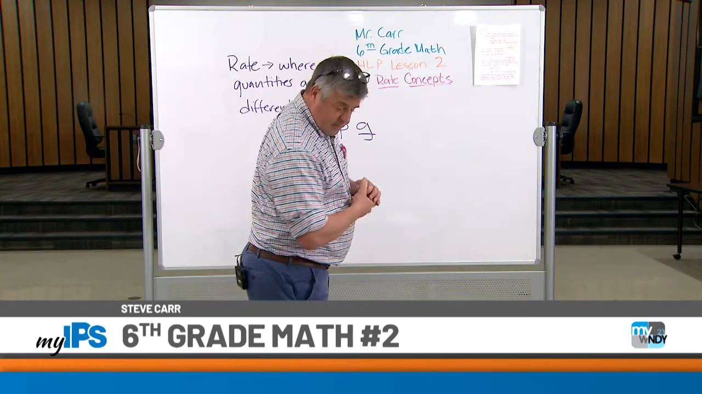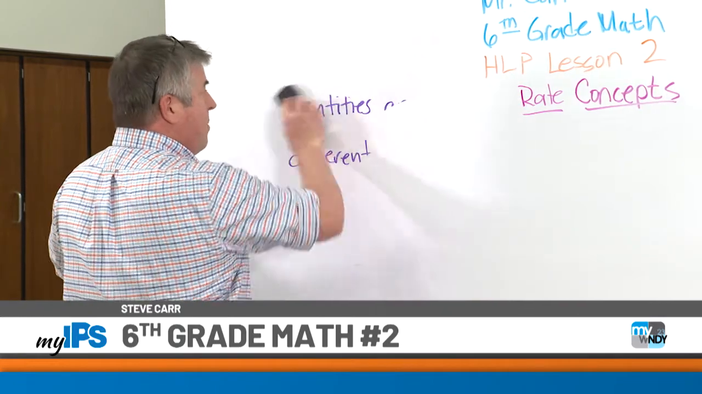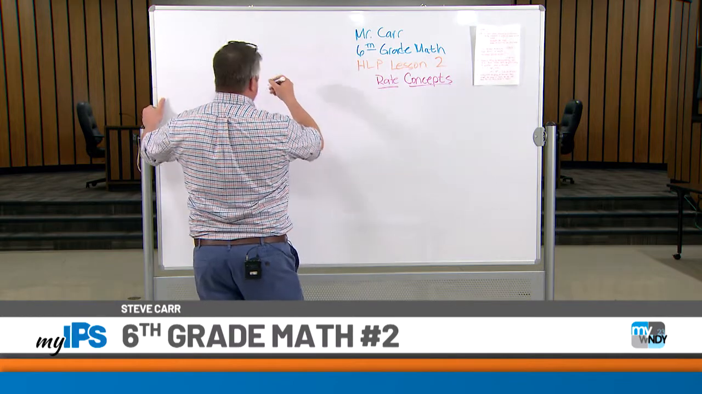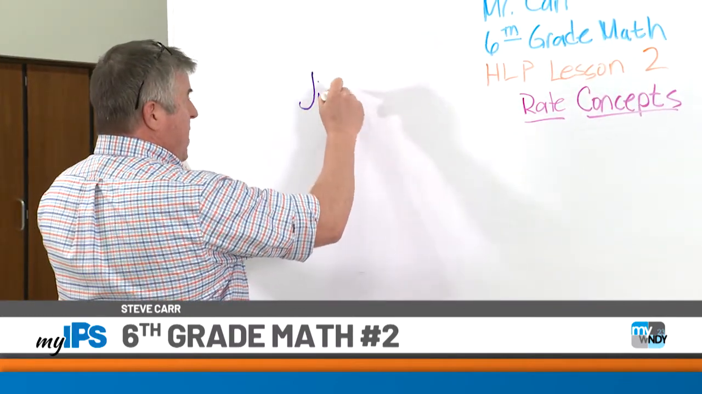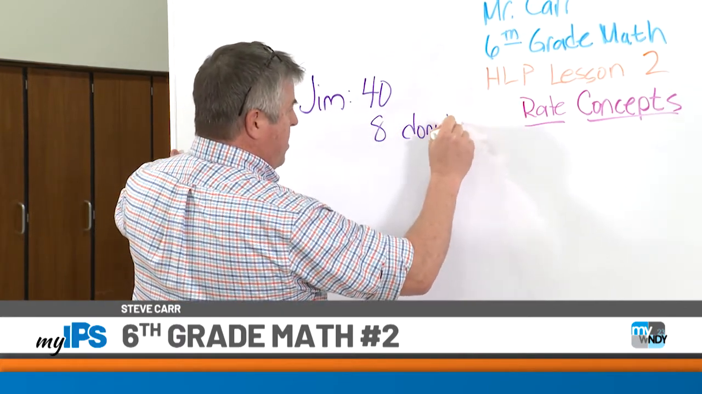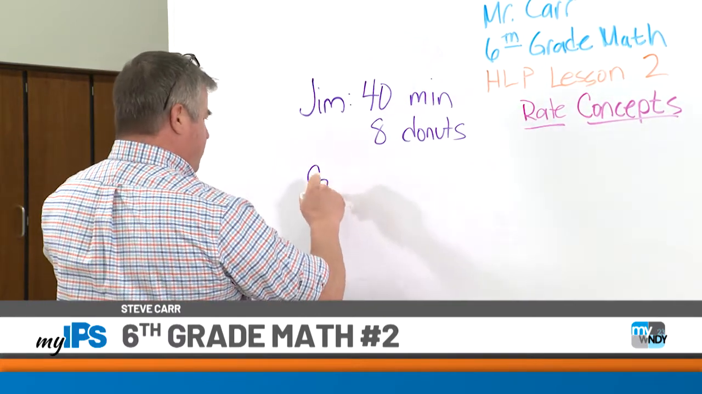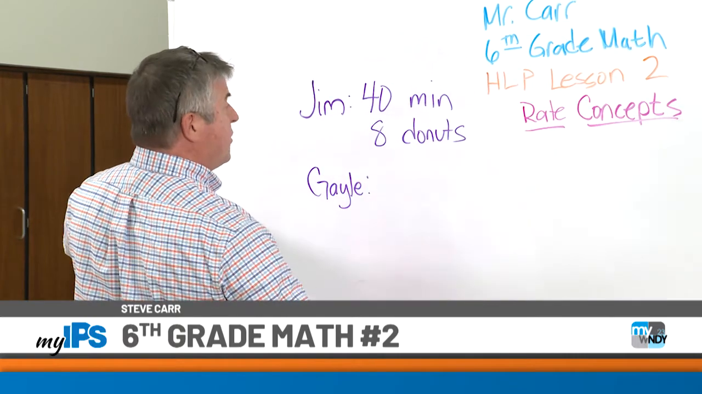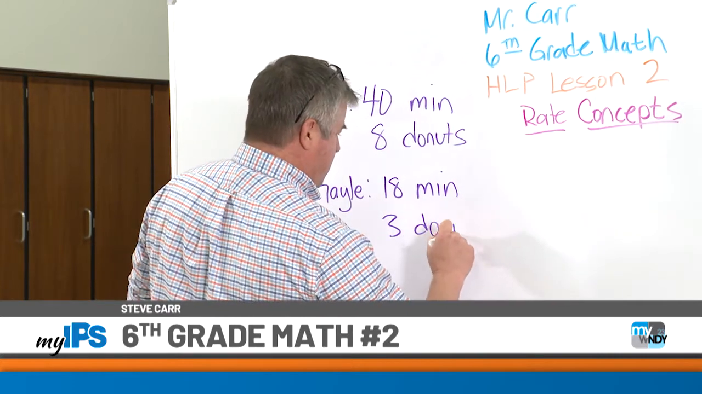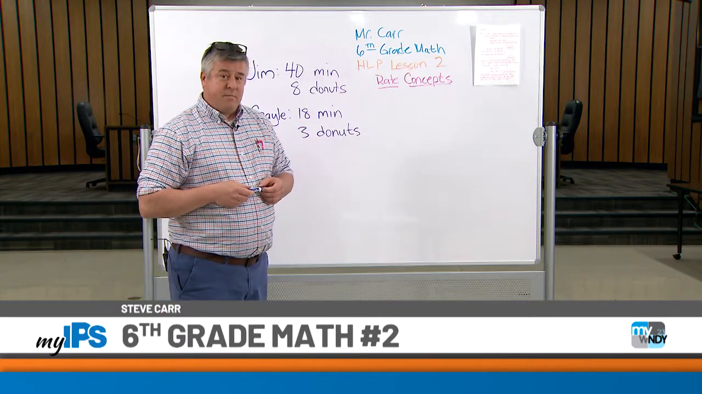Let's do a couple examples. Let's say that Jim, being a good Samaritan, can make 8 donuts in 40 minutes. And Gail, also being a good Samaritan, takes 18 minutes to make 3 donuts. Who makes donuts faster?